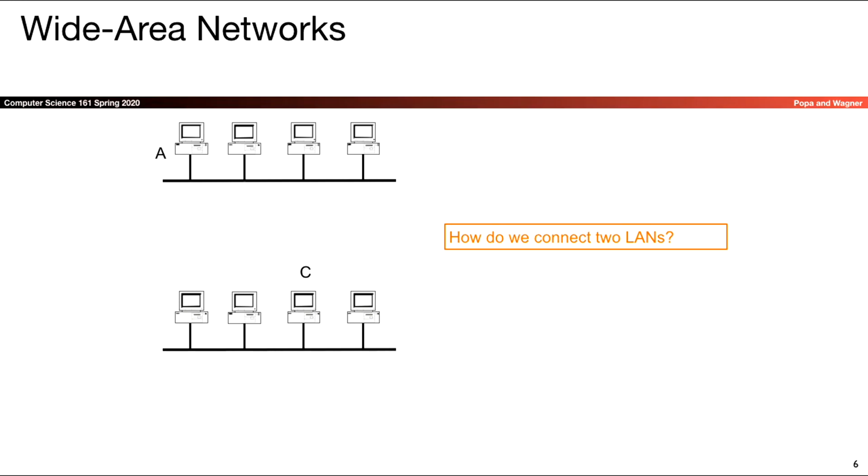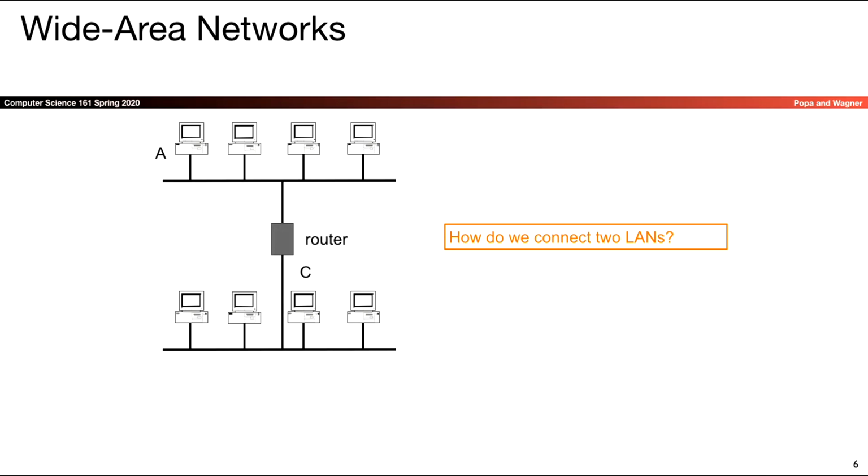Yeah, send to a server, and the server sends to C. And what network does that server need to be on? Both of them. Yeah, I heard someone say both. You're right, on both. Okay? So we call that server a router. The router is connected to both networks.